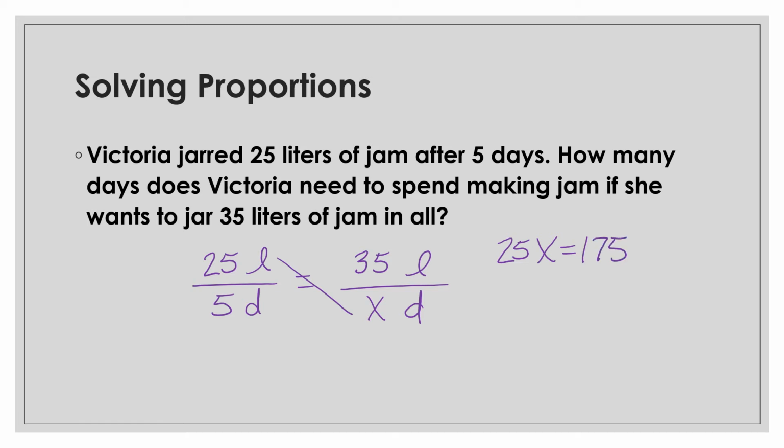To solve this one-step equation, we would divide by 25 on both sides of our equation, leaving us with X equals, and 175 divided by 25 is 7. So it would take her 7 days to jar 35 liters of jam.